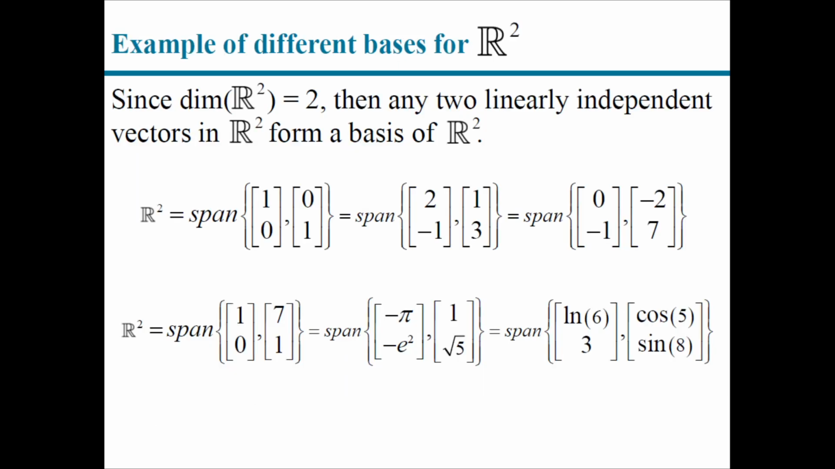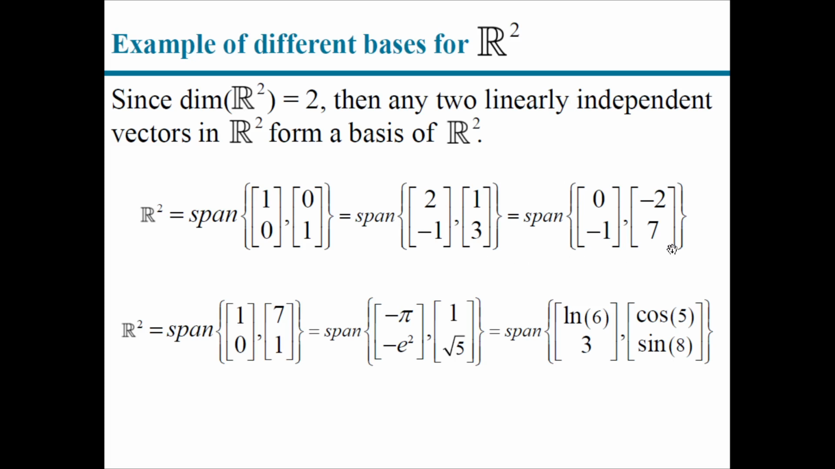An example, just to see that R2 can have infinitely many bases, just for fun. We know that the dimension of R2 is 2, so any 2 linearly independent vectors from R2 form a basis of R2. We have our standard basis (1, 0), (0, 1), so the span of that is R2. But also, let's say vectors (2, -1) and (1, 3). They are linearly independent, 2 of them from R2, so their span is also R2, so they are a basis of R2 also.